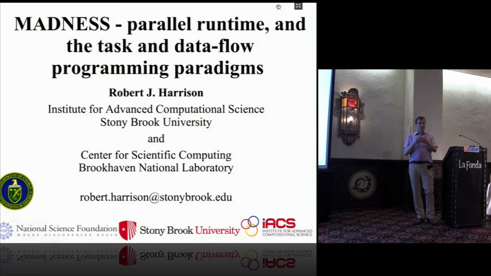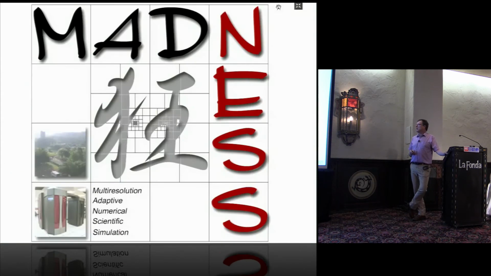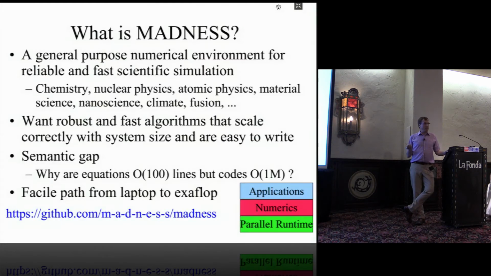So MADNESS slots in essentially alongside NWChemEx in terms of some of the numerical methods and some of the runtime capabilities. But MADNESS is an environment that I've been developing for some years now in collaboration with other groups in the US and then in Japan and Europe. And so it started out as a tool to address some of the numerical and computational problems in chemistry. So why is our software so big when we can write the PDEs or whatever that describe our equations in a much more compact manner, right? That's the semantic gap that Phil Colella talks about.